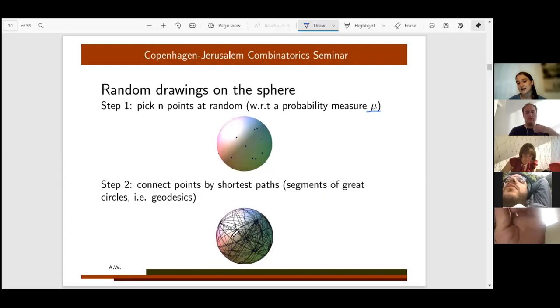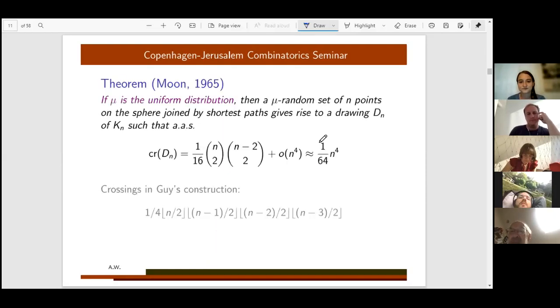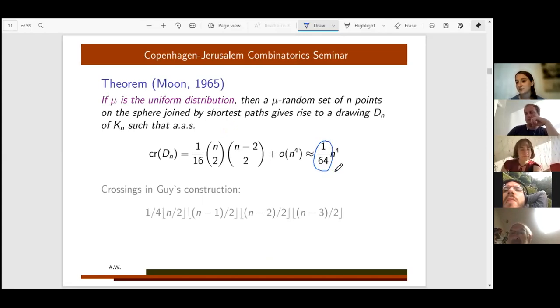And from that, if we connect any 2 points, we get a drawing of the complete graph. So first to note that this only depends on the location of the vertices. Once we pick them, we exactly know which drawing we are talking about. And Moon showed in 1965 that if mu is the uniform distribution, then if we pick these endpoints randomly from the sphere, this gives us a drawing which has this expected number, roughly 1/64 n to the power of 4.